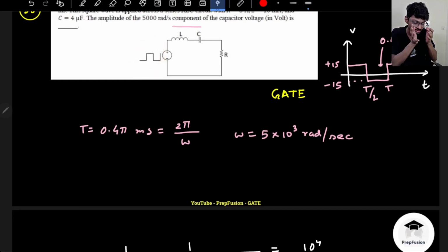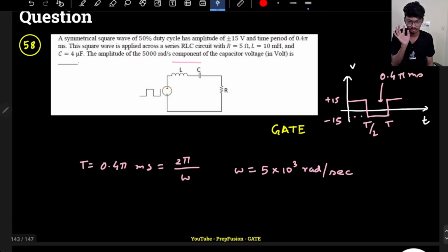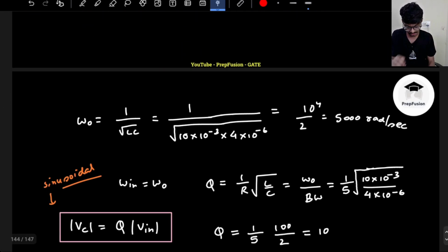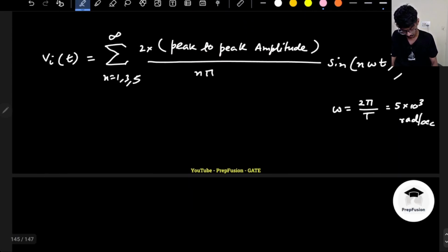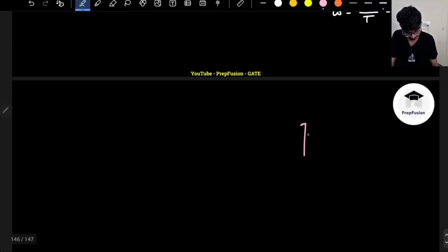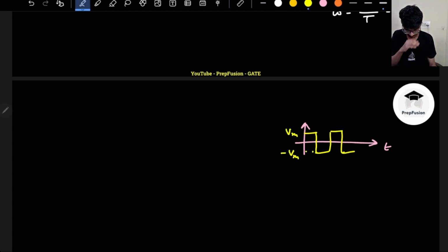So it will have many sinusoids which are added together, which have the frequency multiple to or odd multiple of the fundamental frequency. Fundamental frequency is the frequency of the square waveform. This you will learn in the signals and system. So basically you can write 2 into peak. If your waveform is somewhat like this, plus Vm, minus Vm, okay.